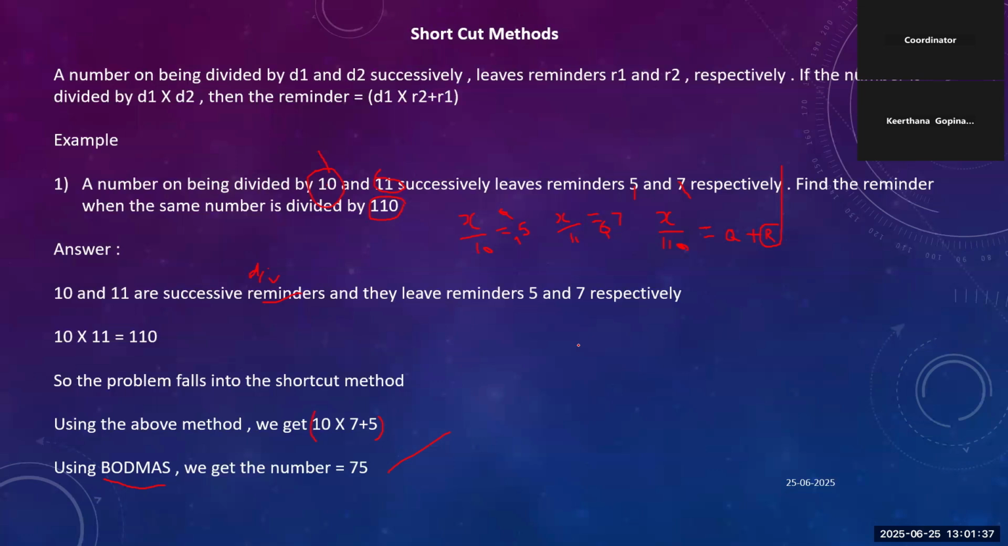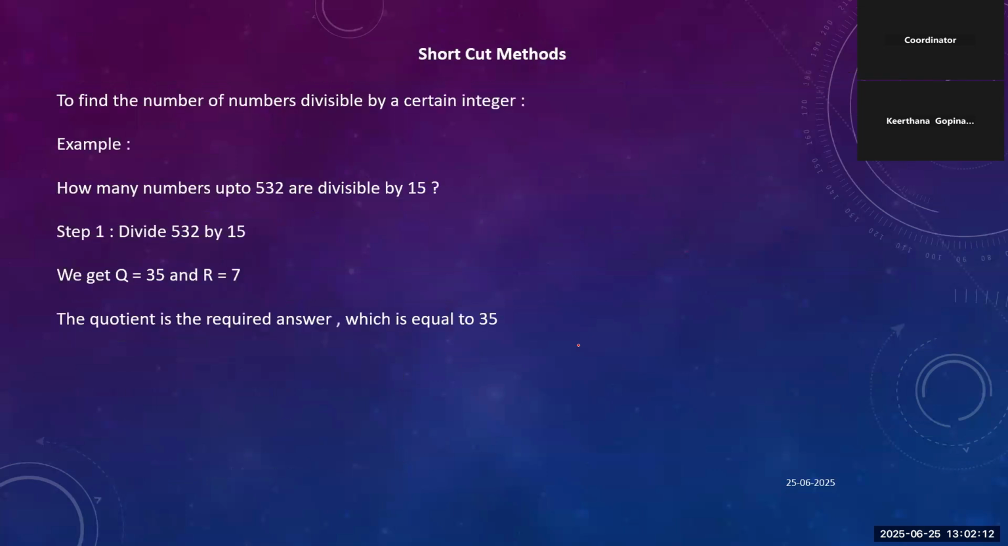Are you getting it? The moment you look at the problem, you should see it is divided by successive numbers. The third one is 10 into 11, so 110. So these successive numbers have been multiplied and there is the third divisor. And they want me to find the remainder. So this is the formula, D1 into R2 plus R1, that's all. When you see such a problem, you should be able to relate it and provide the answer immediately. That is the key.